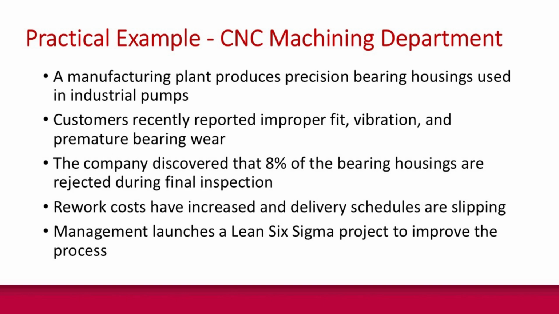As we move through the lecture, think about how each Lean Six Sigma tool helps the organization. Understand the problem, collect information, identify root causes, improve the process. This example shows why Lean Six Sigma matters. It gives organizations a structured, evidence-based way to diagnose issues, reduce defects, and make better decisions.